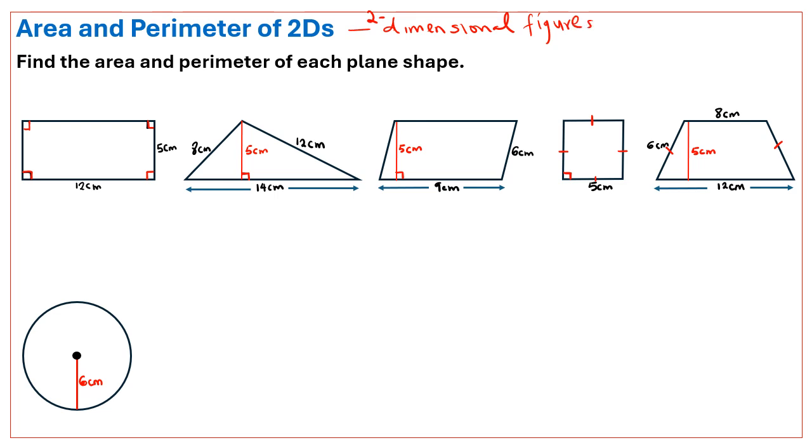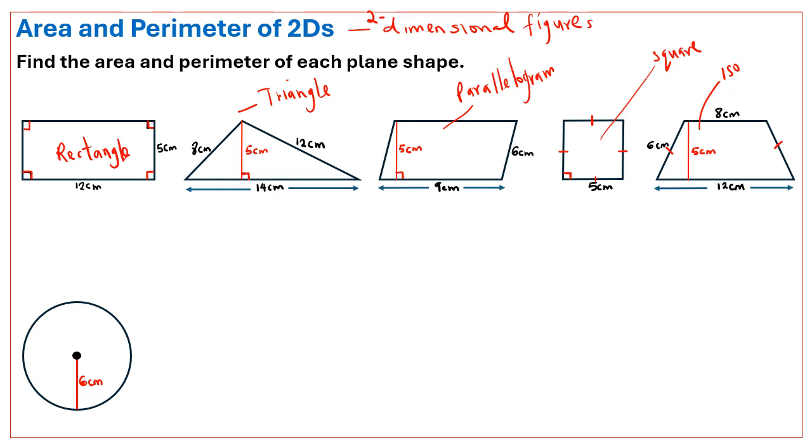All right, so we have a rectangle here. And we have a triangle. This will be a parallelogram. This is a square, and this would be an isosceles trapezoid.